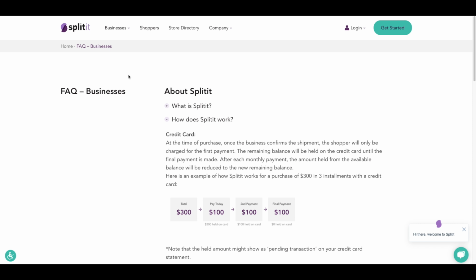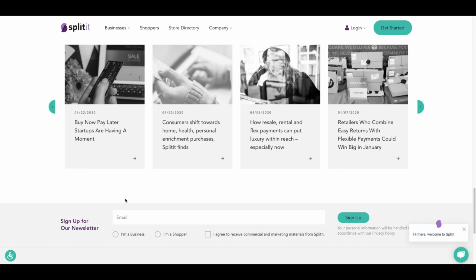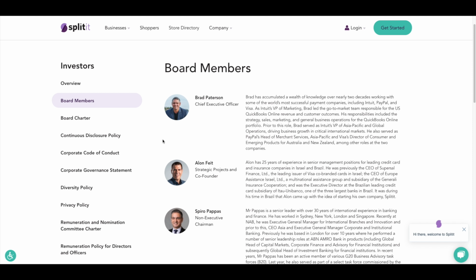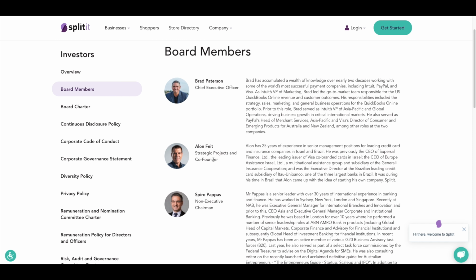One of the easiest ways to look at their management team is just to go to the website. So give me a second, I'm going to fast forward this part while I go find that. Okay, so I think I found it. Now, this is interesting because there's one co-founder. Where's the other one?